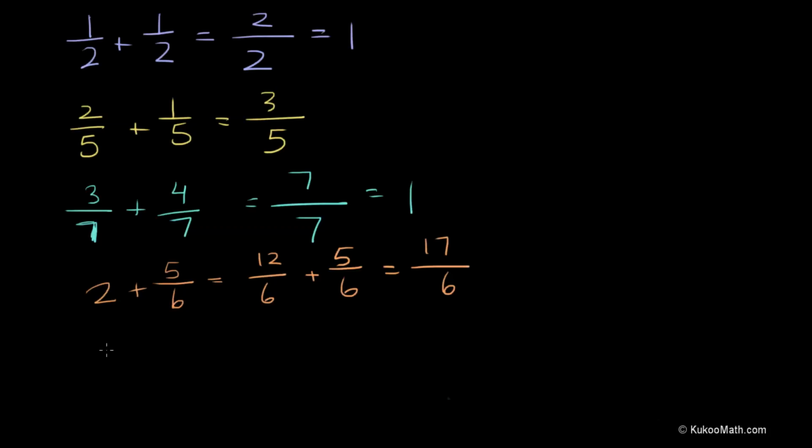Now let's try another problem. Let's do 2 plus 3 and 5/6. We're going to make this a little more complicated. One way we could do this is, instead of turning it into an improper fraction, which would make it a little more complicated, I'm just going to make sure we write 2 and 5/6.